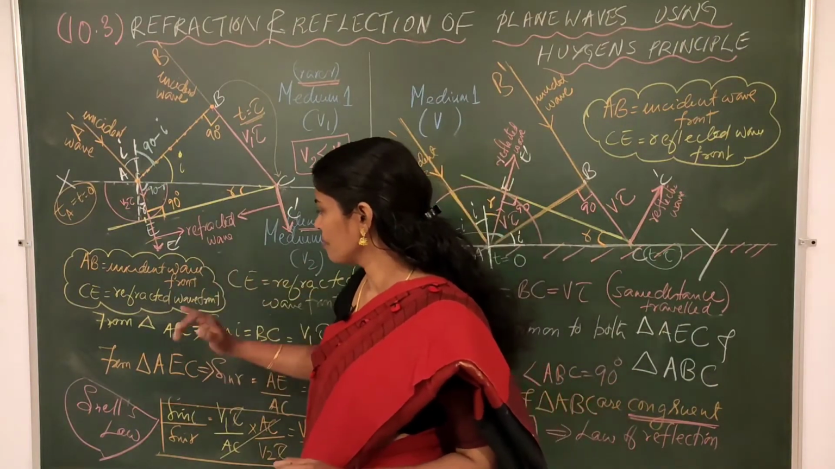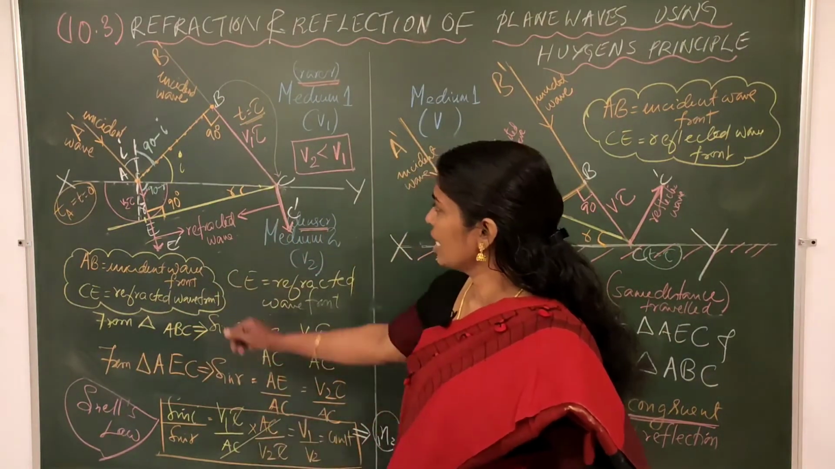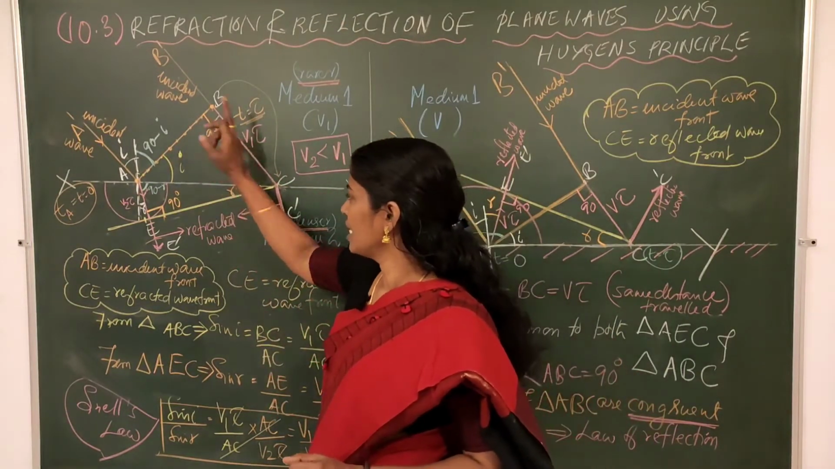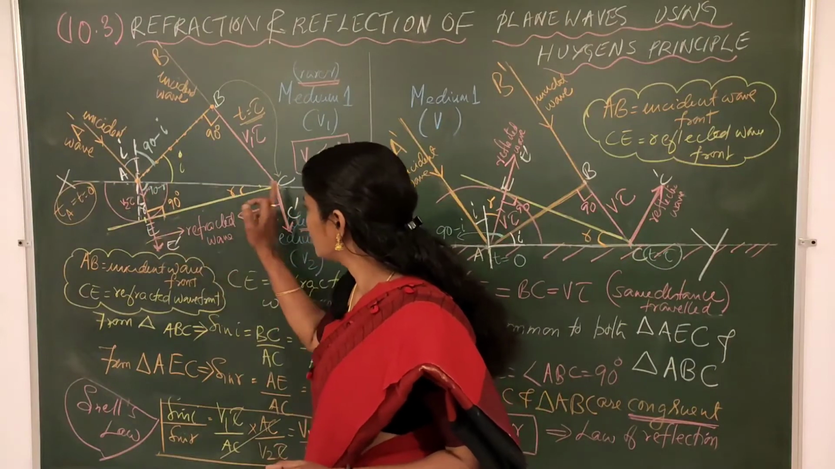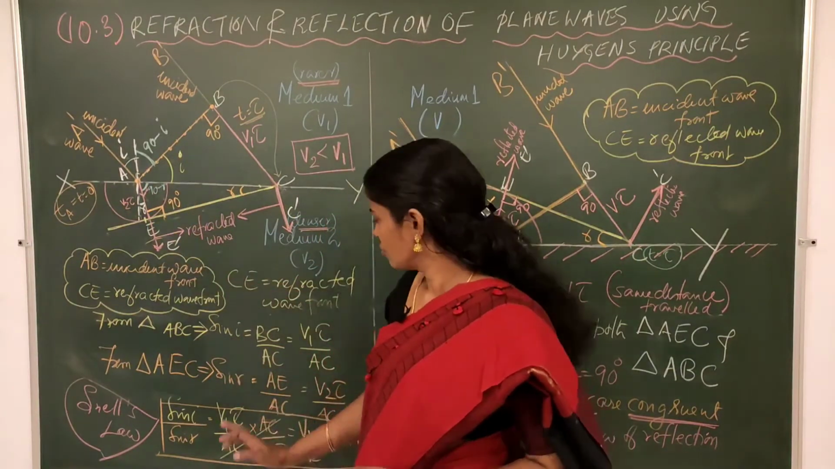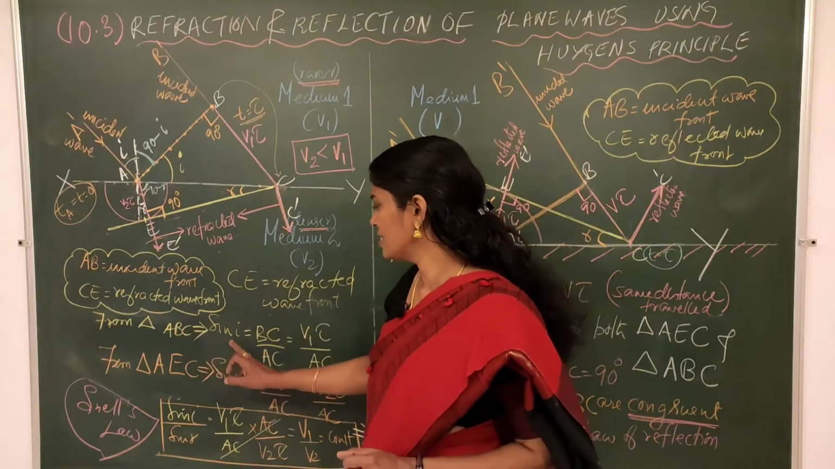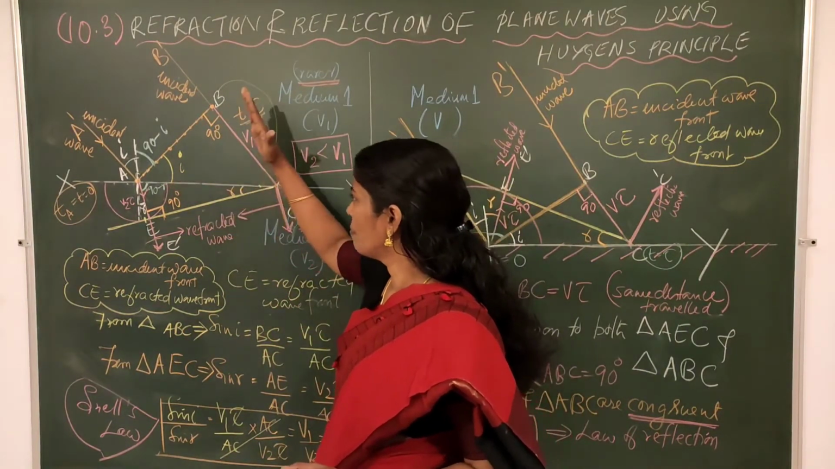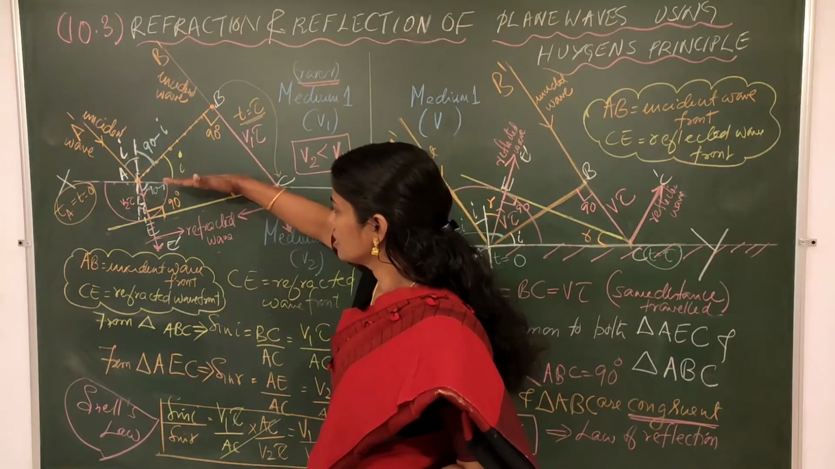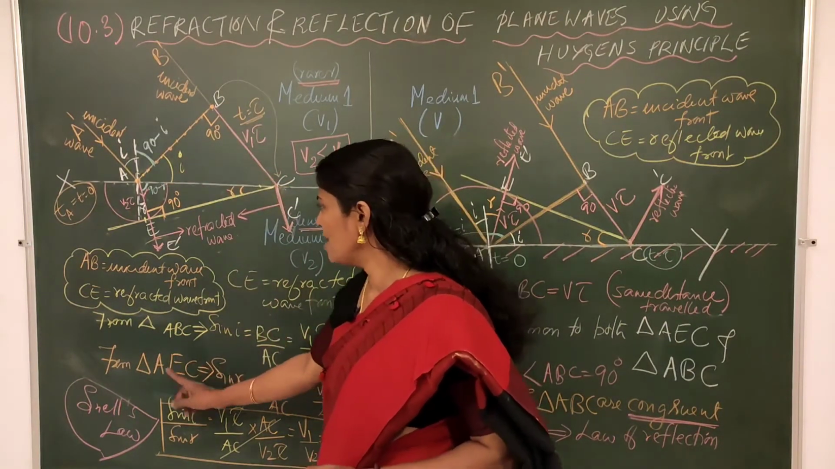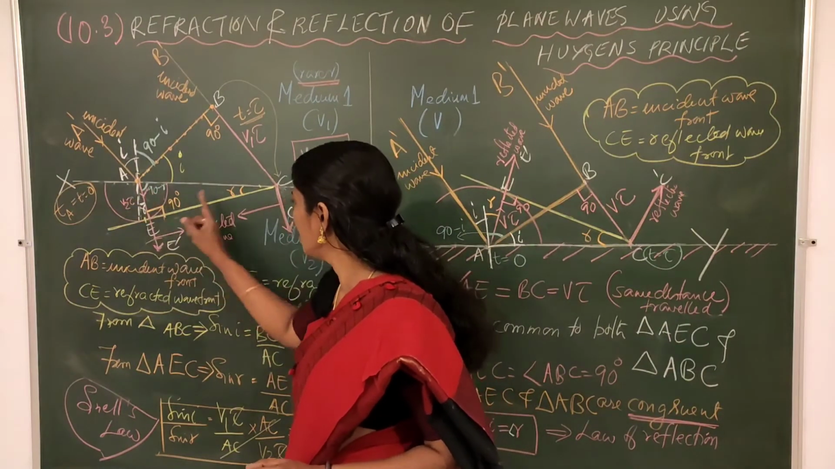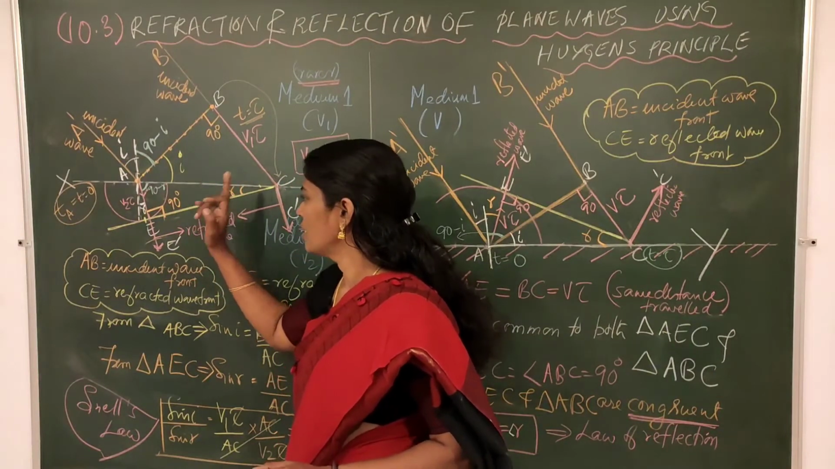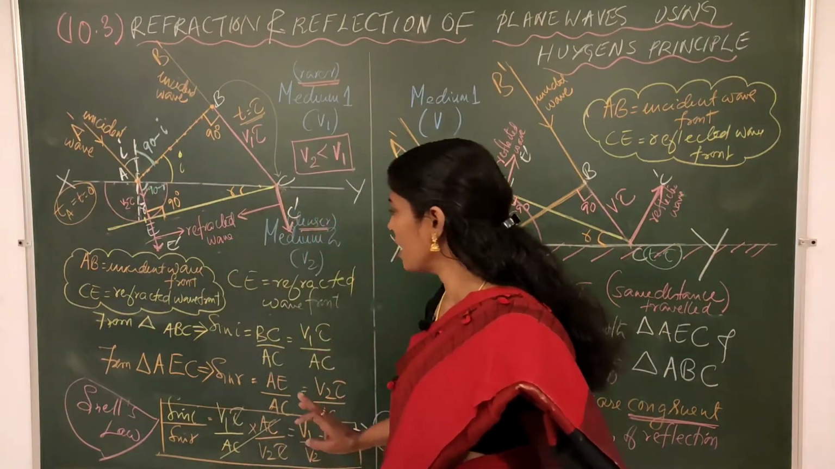Now from the figure, triangle ABC. Look at the triangle, this is 90. In AEC, this is 90. So from those two triangles, what is sin I? Sin I is opposite by hypotenuse. Opposite is V1 tau, hypotenuse is AC. Similarly, in triangle AEC, this is the hypotenuse, this is the opposite. So sin R is opposite V2 tau by AC.